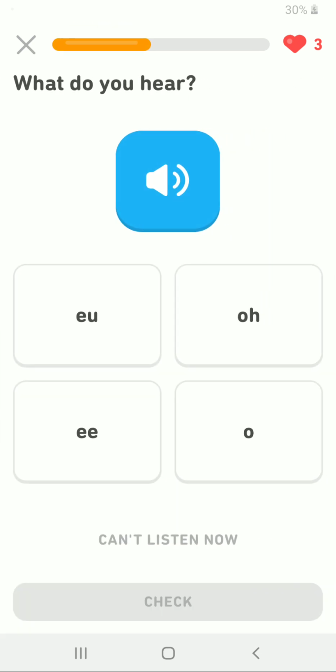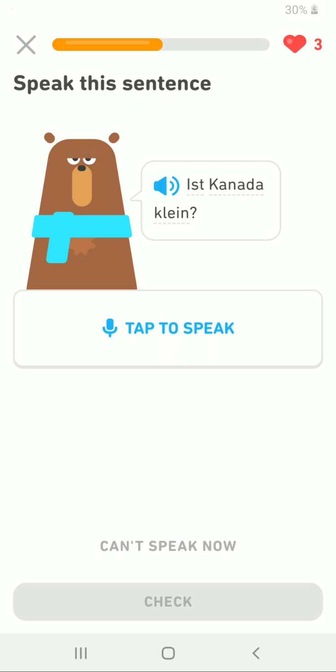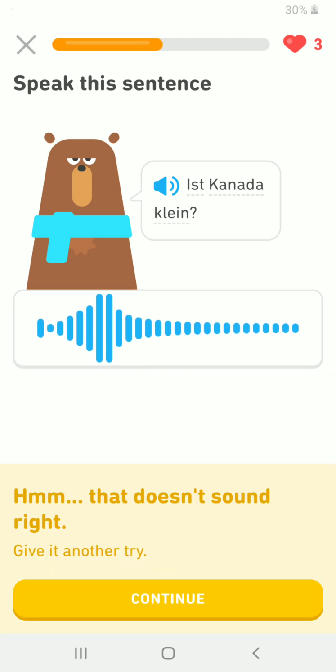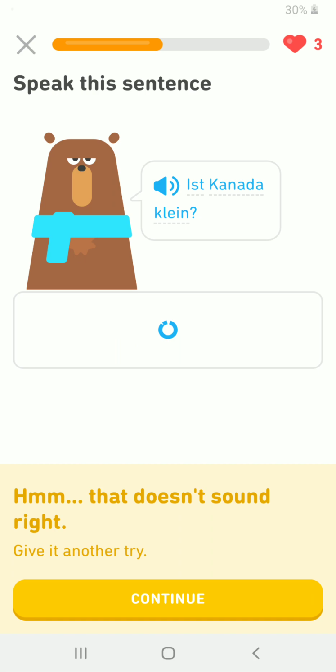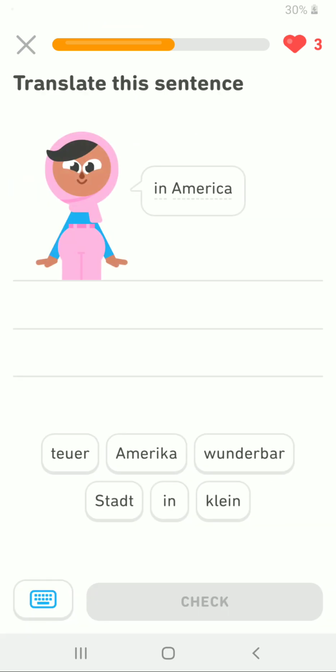Oi, yes, that's where we stopped and where I made the mistake. Oi, of course, is here. Ist Kanada klein? Now we are asking the question: is Canada small? So what do you think? Nein, Canada ist groß. Yeah, it's groß.